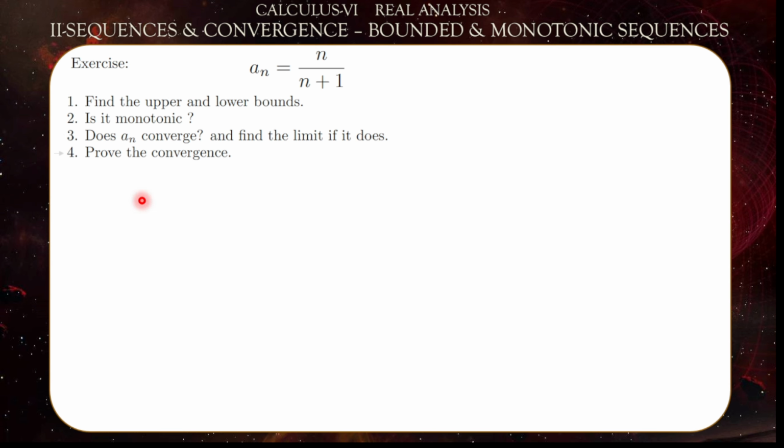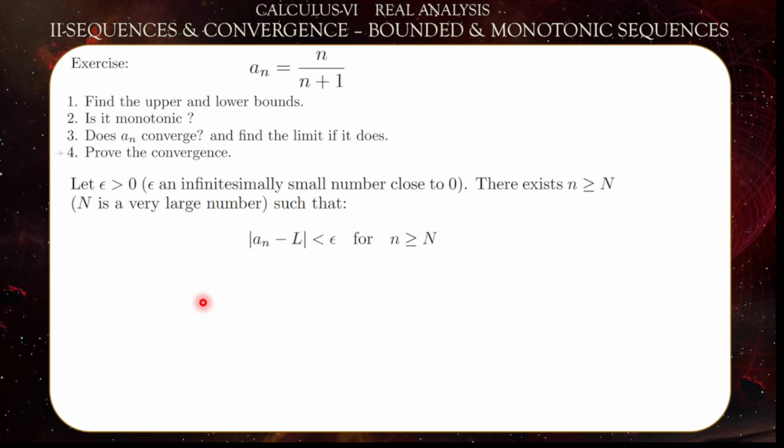Let's prove the convergence. Let epsilon be greater than 0, epsilon an infinitesimally small number close to 0. There exists lowercase n greater than or equal to capital N, n being a very large number, such that |a_n minus L| is less than epsilon for n greater than or equal to capital N, which means that as n approaches a very large value, the difference or the gap between the sequence and the limit becomes very small.